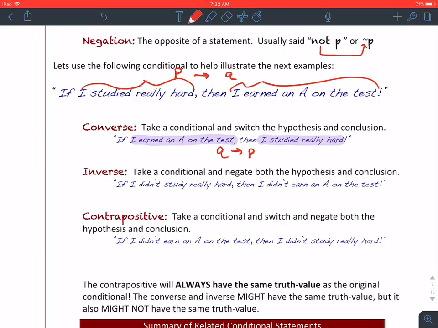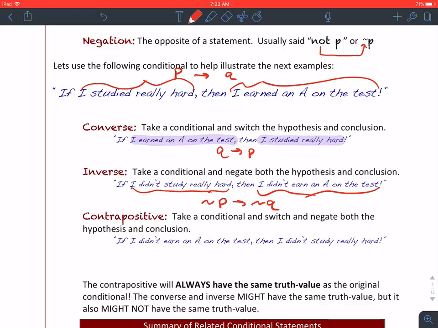Inverse. Take a conditional and negate both the hypothesis and the conclusion. So the P's and Q's are in the same order, but there's going to be some nots. If I didn't study really hard, then I didn't earn an A on the test. So this here is not P, and that implies not Q.